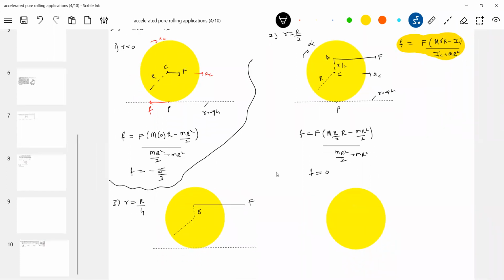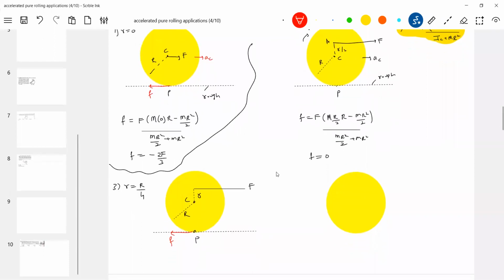Anybody looking at that? You should tell me, what about the direction of friction? I think straight away we have to substitute the formula, no? Small r equal to R by 4. Check it. The friction will be negative, will be backward. And look at the magnitude also. It will be different. It cannot be all the time 2F by 3. It also depends upon where you apply force.